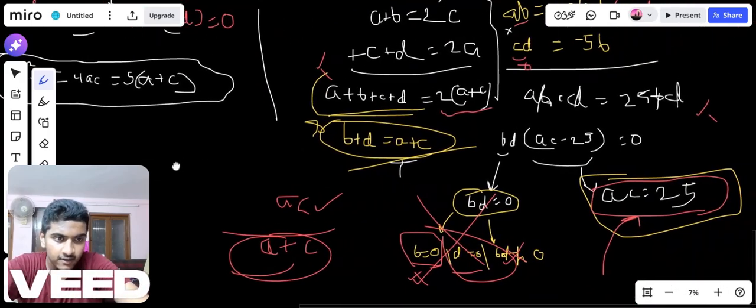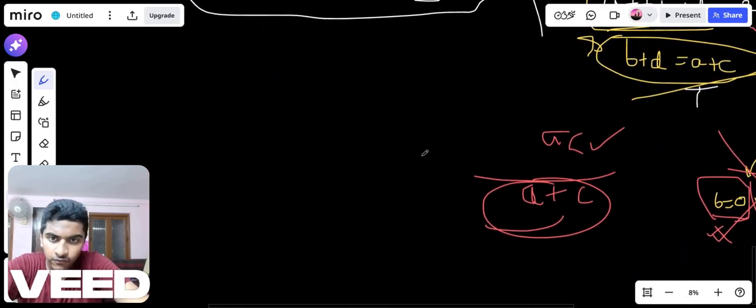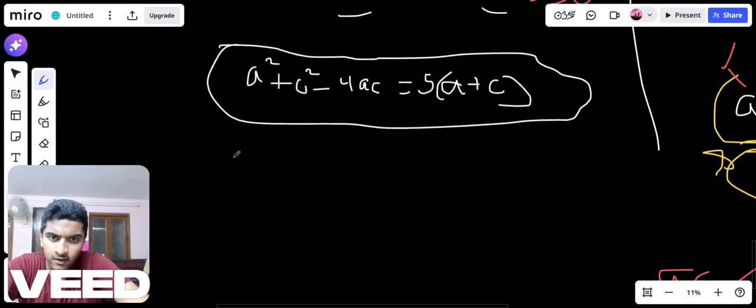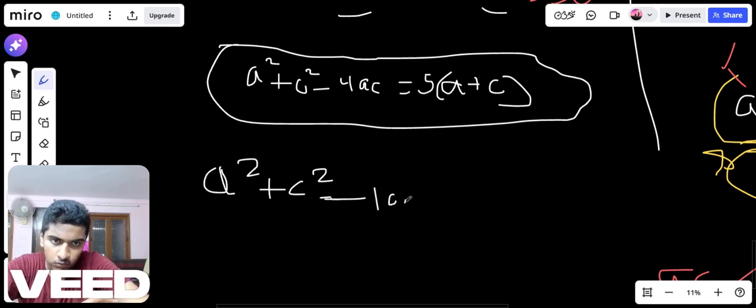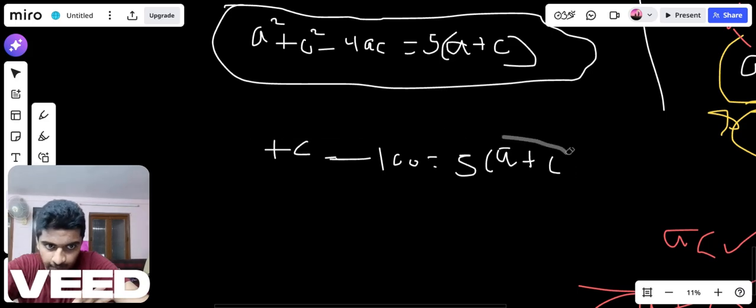So let's see: 4ac, ac is 25, so 4ac would be just 100, right? So a square plus c square, a square plus c square minus 100, sorry, I said plus 100, but minus 100 equal to 5 into a plus c. Can you see? Or rather, let's not do it now, because I have a better idea in mind.